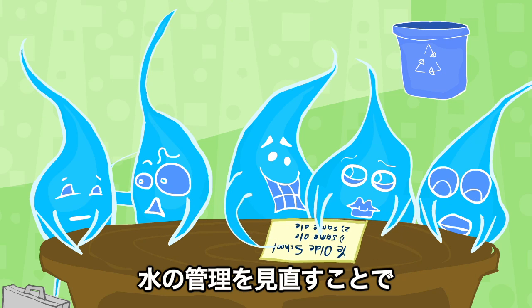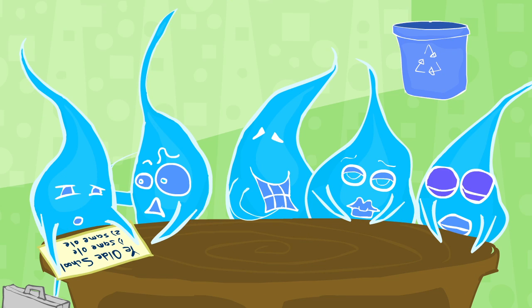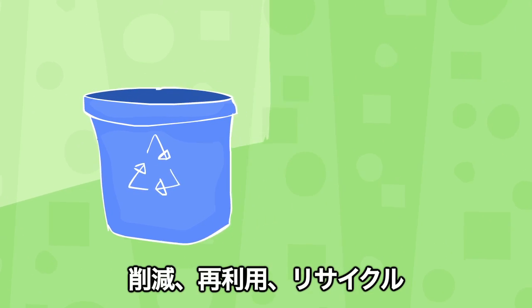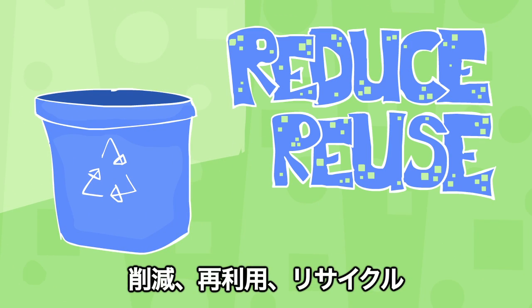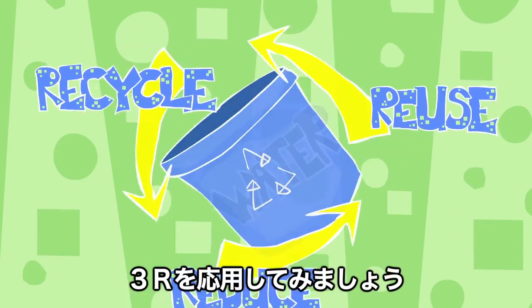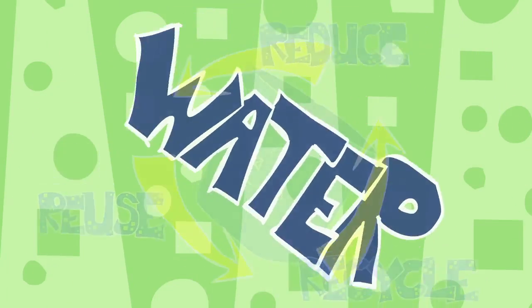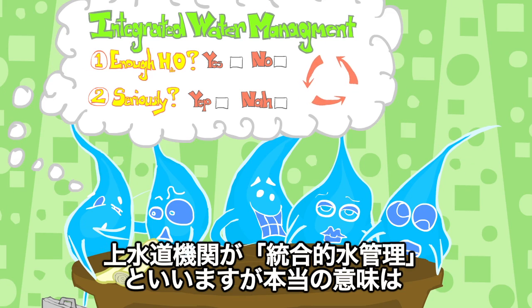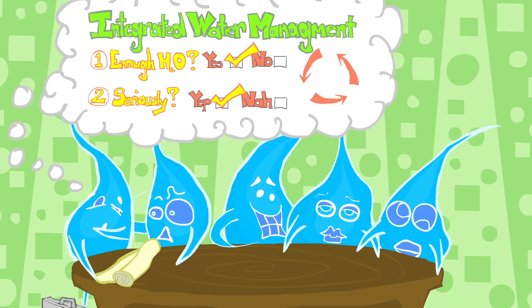By rethinking how we manage and use our water, we can begin to solve many of these problems. We've all learned about reducing, reusing, and recycling our trash. We need to learn to apply these 3 R's to all of our resources, especially water. The water supply guys use the term integrated water management. But like we said, they're only concerned with water supply and not the big picture.